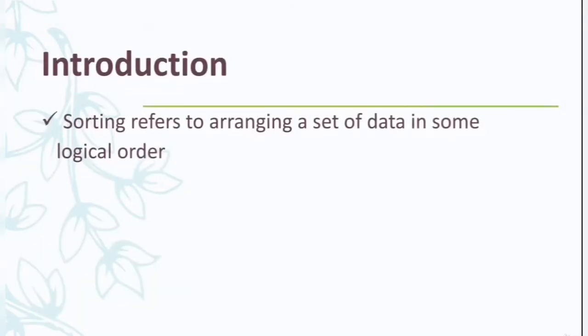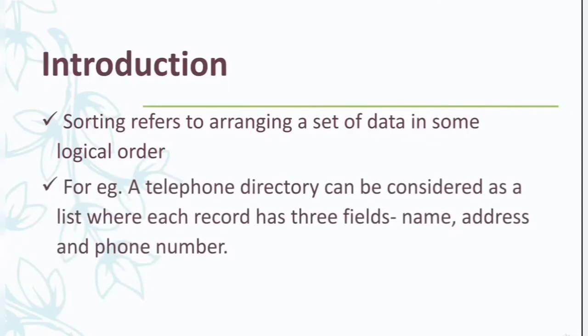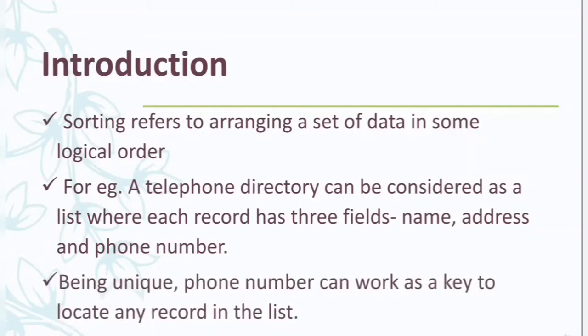Firstly, sorting generally refers to arranging a set of data in some logical order. That is, it may be in ascending order or in descending order. For example, a telephone directory can be considered as a list where each record has three fields, that is, name, address, and phone number. Being unique, phone number can work as a key to locate any record in the list.